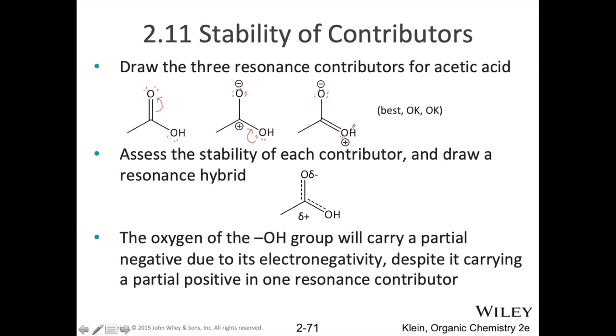Let's think back to what makes a good resonance structure. Remember, if atoms have their octet, that's good, and if you minimize formal charges, that's good. So let's look at what we have here. The first one is probably the most stable. Notice that everything is neutral, there are no formal charges, and everything's meeting the octet rule.